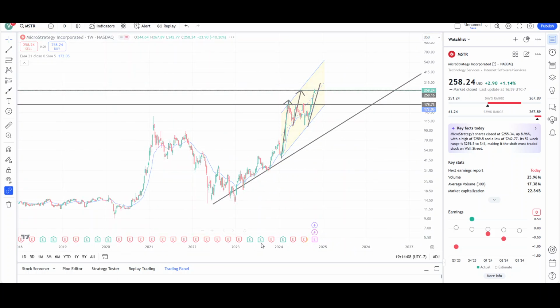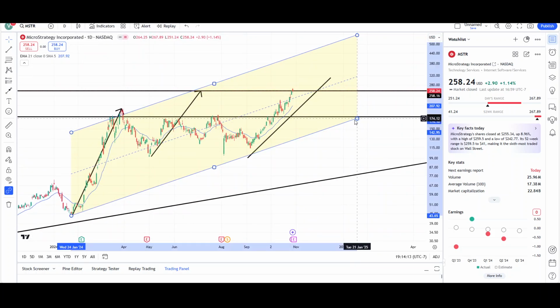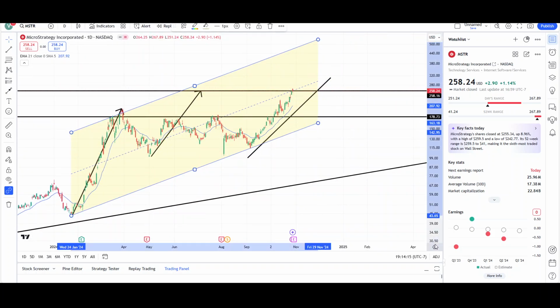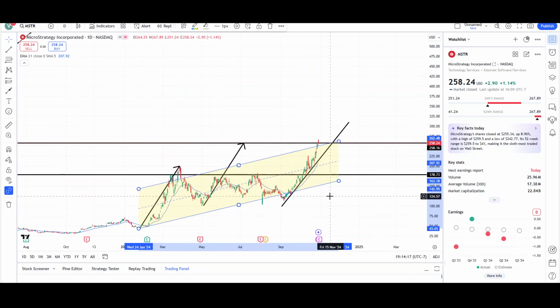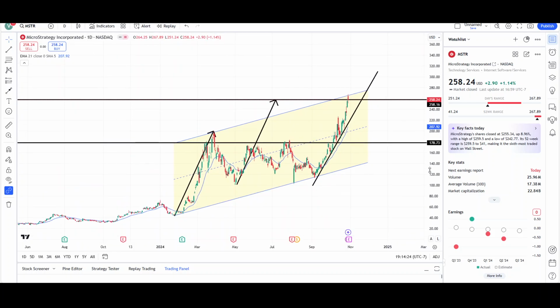So that's all I have for MicroStrategy and the daily and weekly charts. We'll see what happens after the earnings report. We'll have a better idea of where it's headed in the short term. But as of right now, it looks like it's setting up for a potential drop to occur, and I would not be shocked to see it. So we'll see what happens. That's all I have for MicroStrategy and the daily and weekly charts.